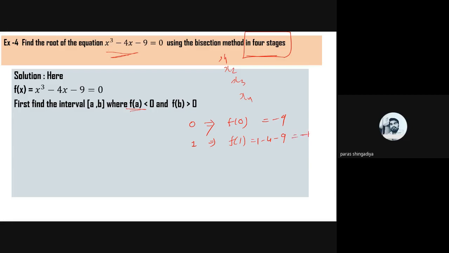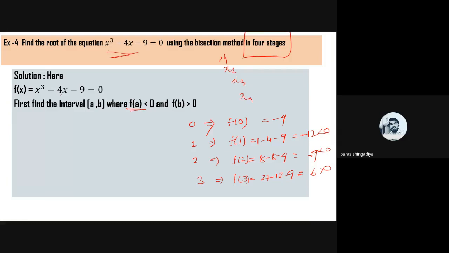So f of 1 is equal to minus 12. Okay, so it is also negative. And then for 2, so f of 2 is equal to 8 minus 8 minus 9. Okay, 2 cube is 8, minus 8 and minus 9. So it is also negative. And then for 3, so f of 3 is equal to 27 minus 12 minus 9. Okay, so 27 minus 12 minus 9, that will be 6, which is positive.